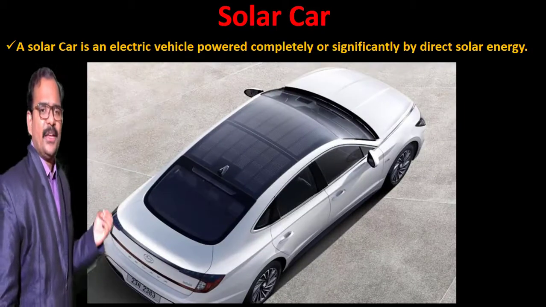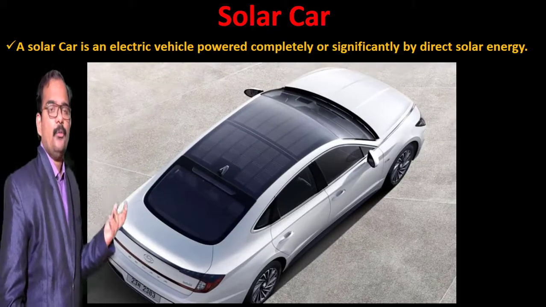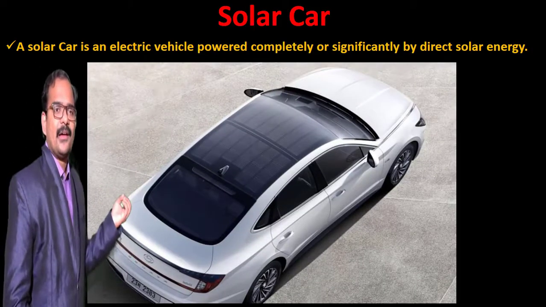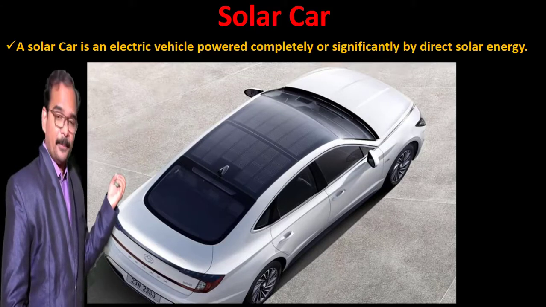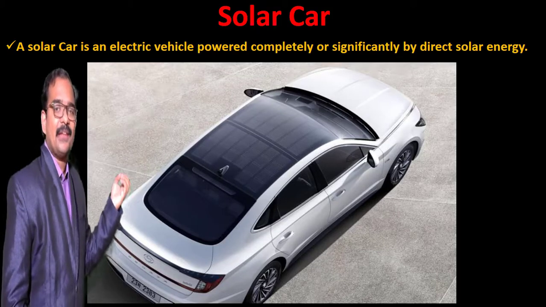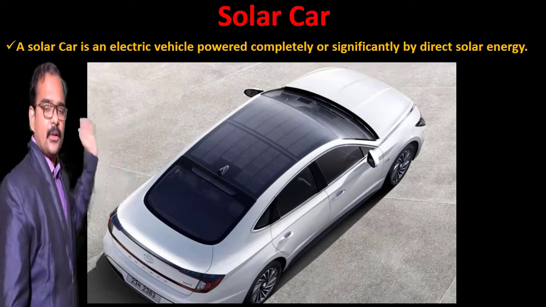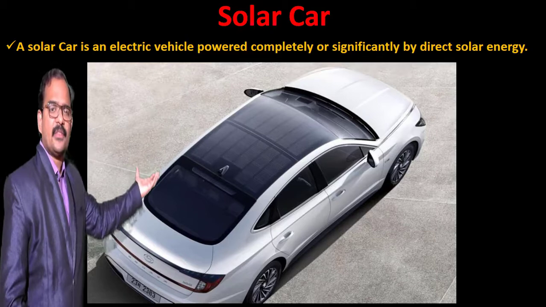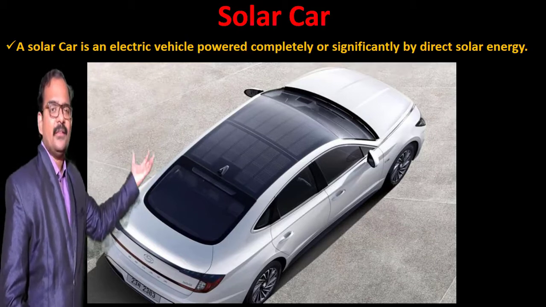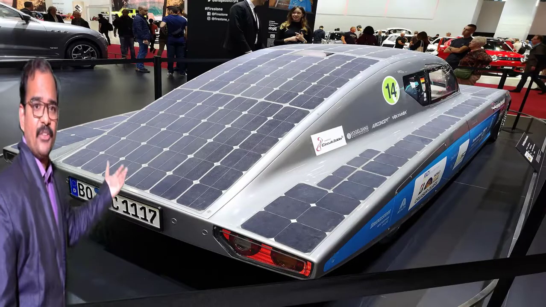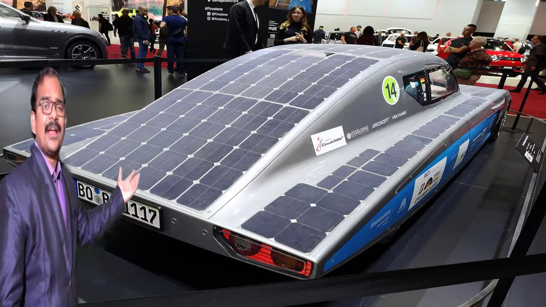So coming to the next application, it's a solar car. And what is a solar car? A solar car is an electric vehicle powered completely or significantly by direct solar energy. As you can see in the figure, the roof of the car is fitted with solar PV panels. And let's see the working of it. You can see different types of solar cars. So it's a solar racing car.